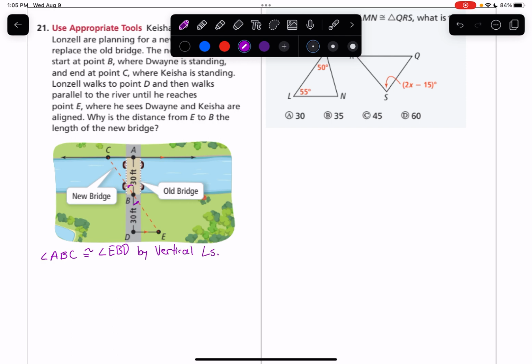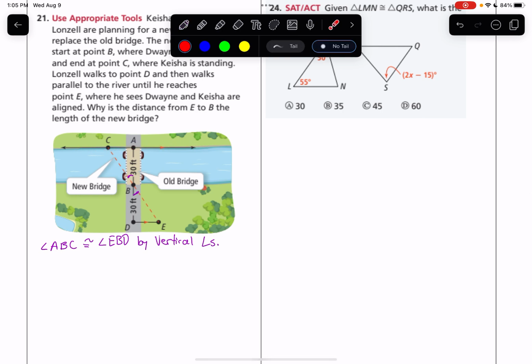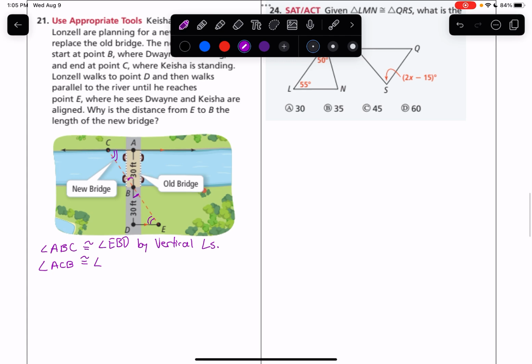Another thing I can show is that these two lines are parallel, because it said Lanzel walks parallel to the river. So these parallel symbols are there, which means the dotted line is a transversal, which further means this angle and this angle are alternate interior angles, so they have to be congruent. Angle ACB is congruent to angle EBD by alternate interior angles.